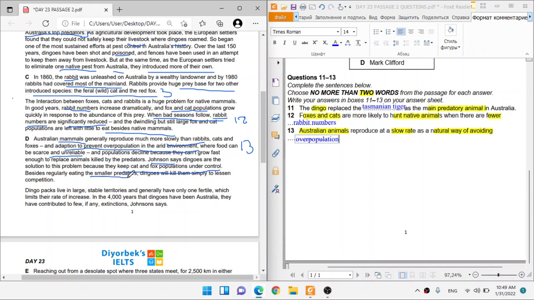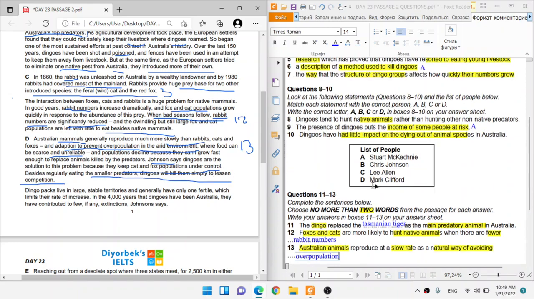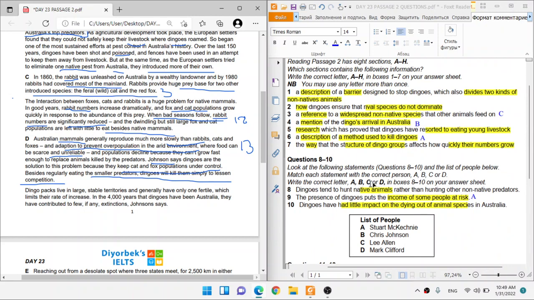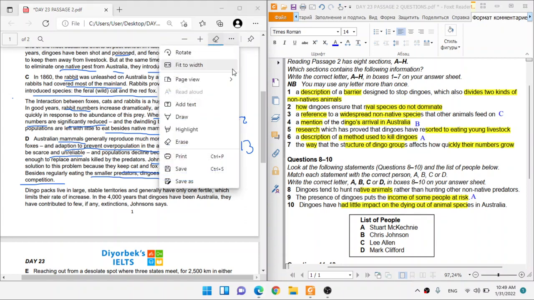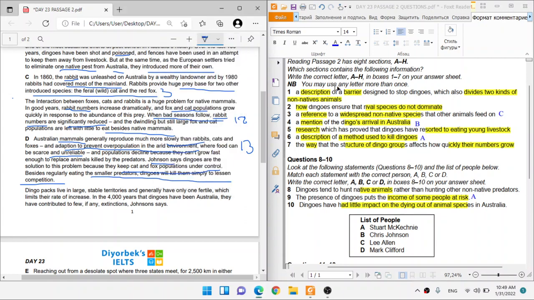Besides regularly eating smaller predators, dingoes will kill them simply to lessen competition. Though that's, guys, that's our seven, I guess. No, that's not the way the structure is. We're not talking about the way it's structured, right? A description of how dingoes ensure that rival species do not dominate?